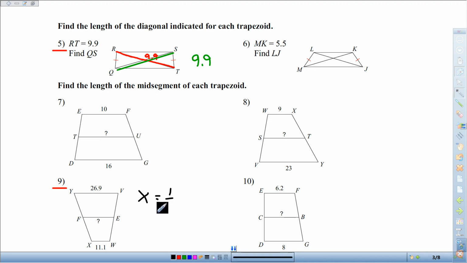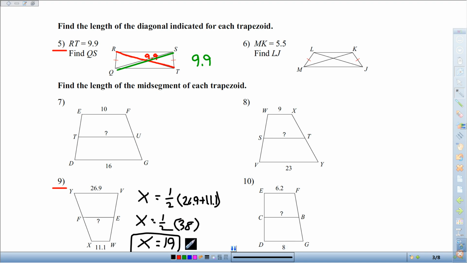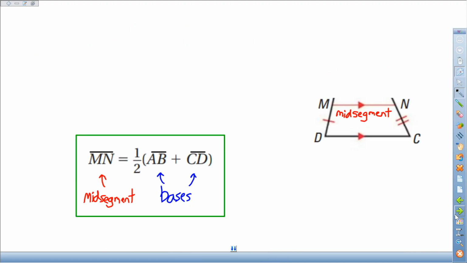And that equals 1/2 of the two bases added together. So 26.9 plus 11.1. Again, this is why you probably could have just done this in your calculator. If I add the two bases, 26.9 plus 11.1, I'm getting 38. And then taking half of 38, or dividing by 2, looks like X is going to equal 19. So on these 4 problems, I don't necessarily need to see the work like I just did, but if you want to, feel free. The next section though, I do want to see the work.